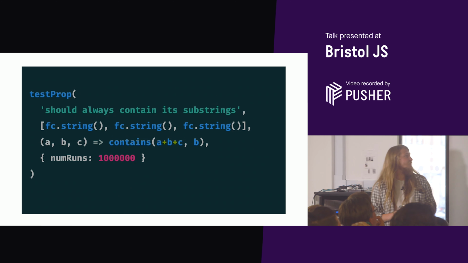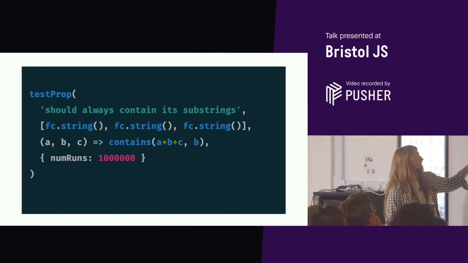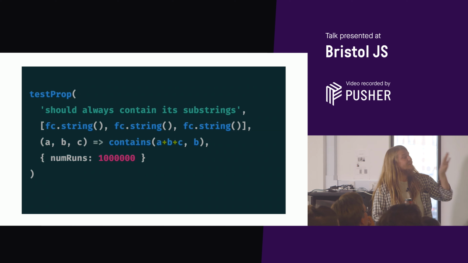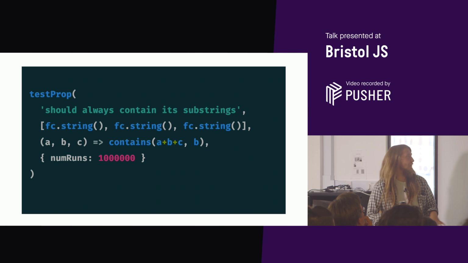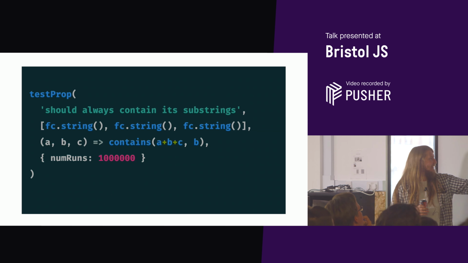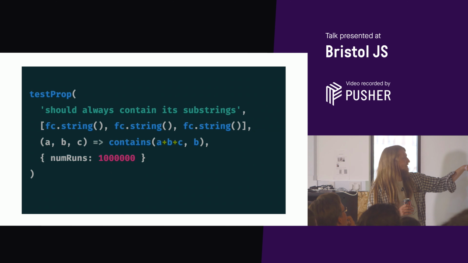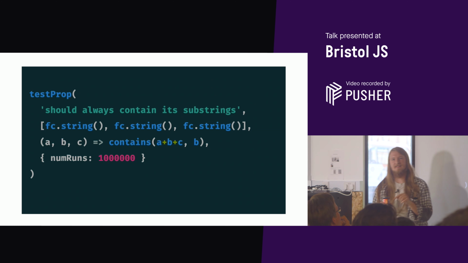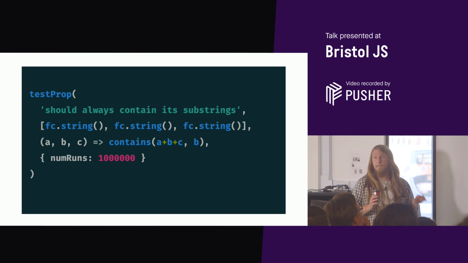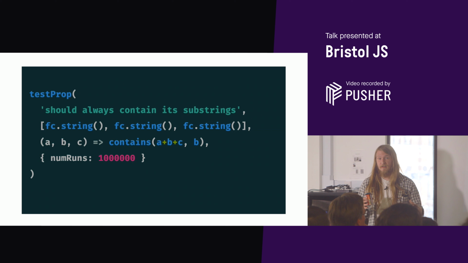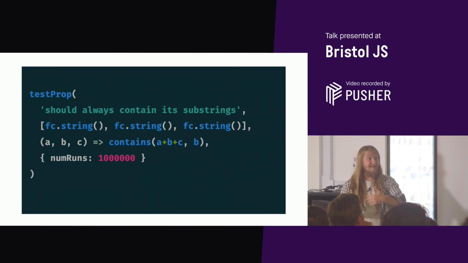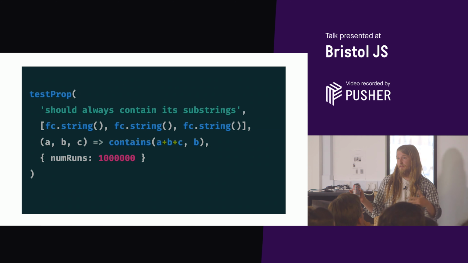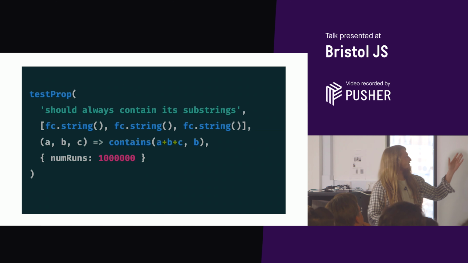Here's another property test. This is slightly more complicated. This is describing that a string should always contain its substrings. We're seeing a test body here where we get A, B, and C. These are 3 separate arguments, and we're checking that A plus B plus C should always contain B. So if you add 3 strings together, the middle string should be inside those 3 strings you added together.